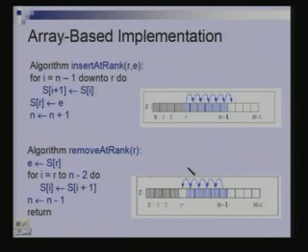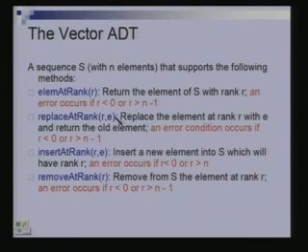The other operations are faster though. Element at rank r: how much time does it take? Order 1, because I just go to the rth location in that array and retrieve the element sitting there. Replace at rank r comma e is again order 1, because I just go to the rth location and replace that element with the element e.